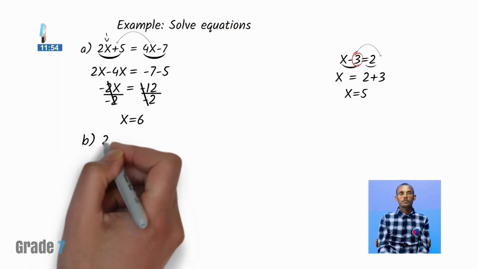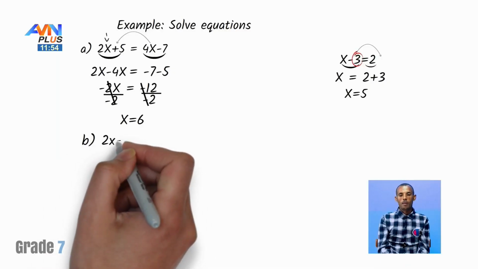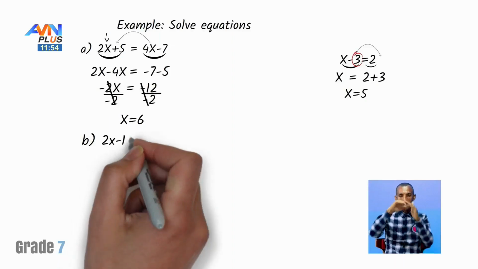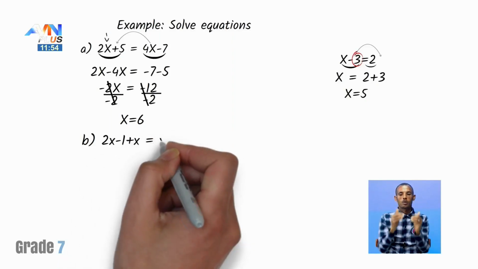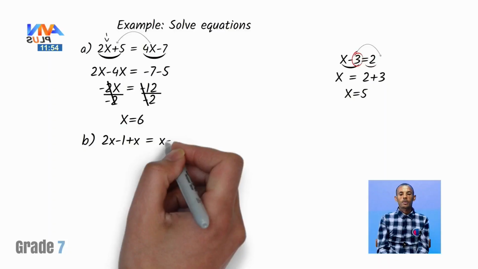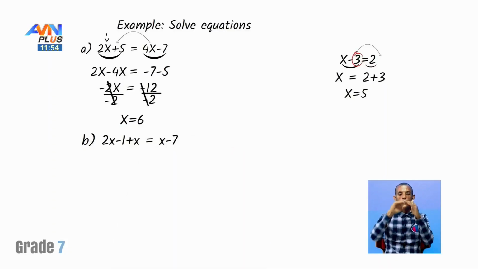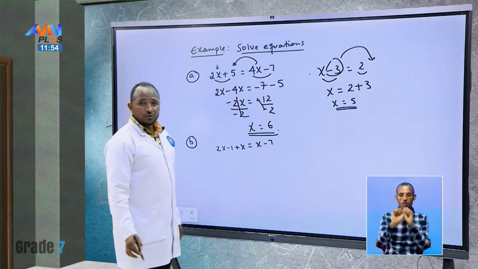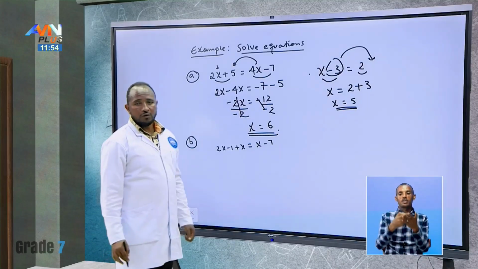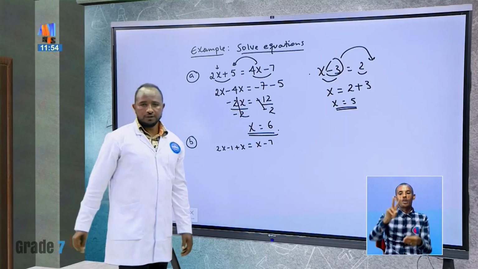Take this one. 2x minus 1 plus x is equal to x minus 7. How do you solve this? Please, students, try this question. I will give you 20 seconds for this.